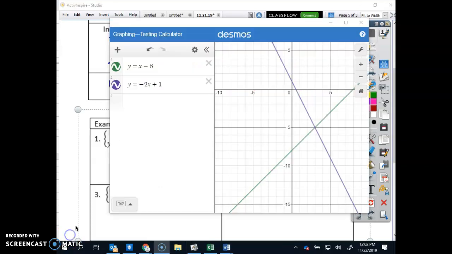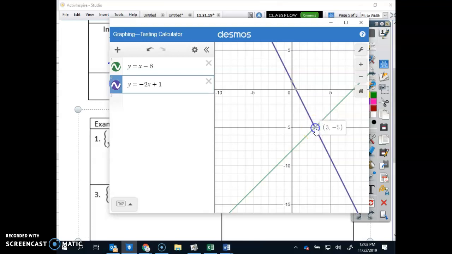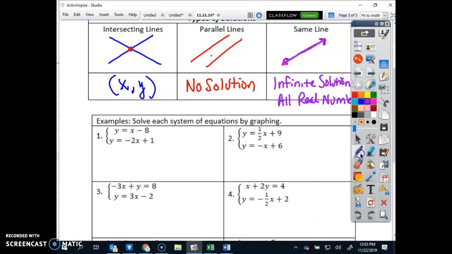Go. So I just graphed mine. I know, that was fast. It's because I pressed pause like you were supposed to, and I graphed them. So these two lines cross at 3, negative 5. That means they have one solution, and the solution is 3, negative 5. So right here you would put 3, negative 5, because that is the solution. If they ask you for just the x, then you would just say 3. If they ask you for just the y, you would say negative 5.